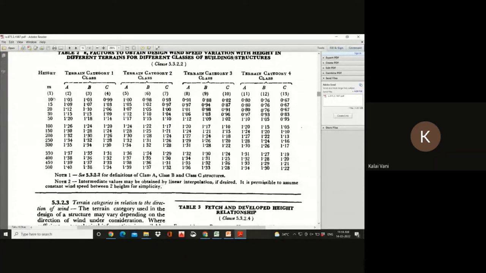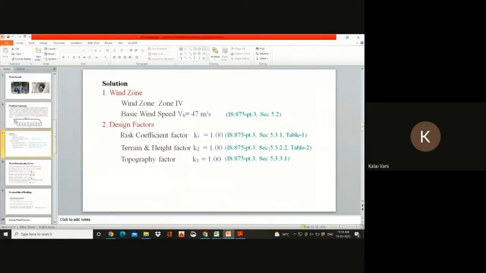For the height, the chart starts from 10 meters only, but your height is only 5 meters, right? Since your height is less than this, you can round it off as 1. Okay, so that is K2. And next, K3 is a topography factor based on 5.3.3.1.